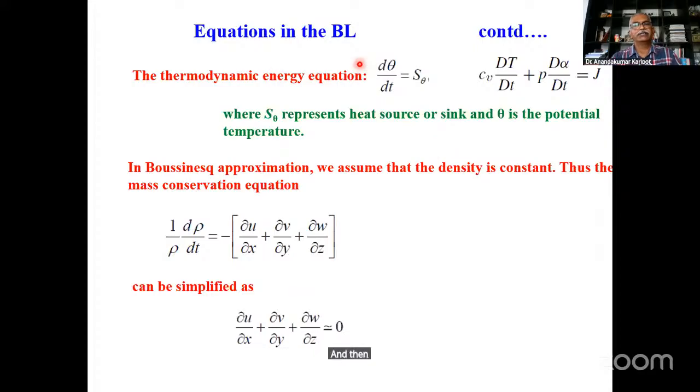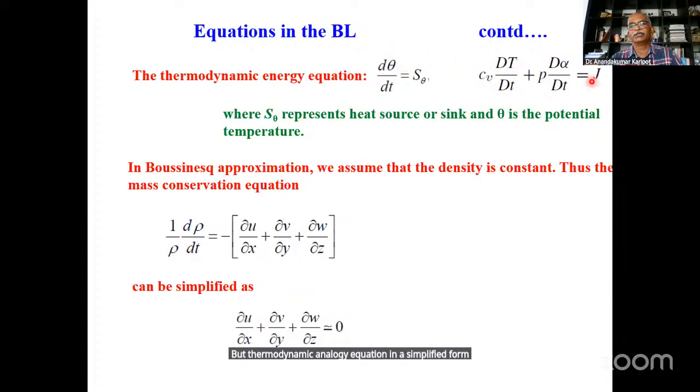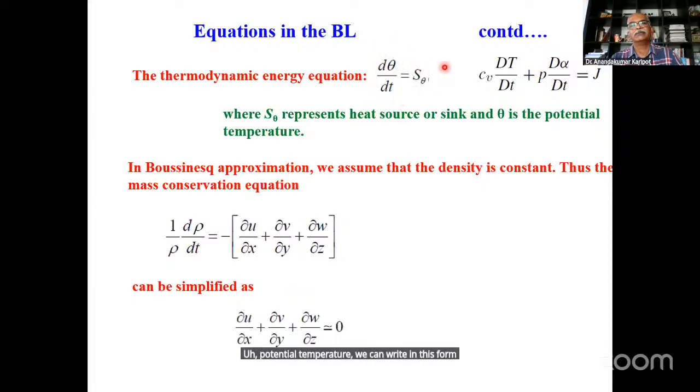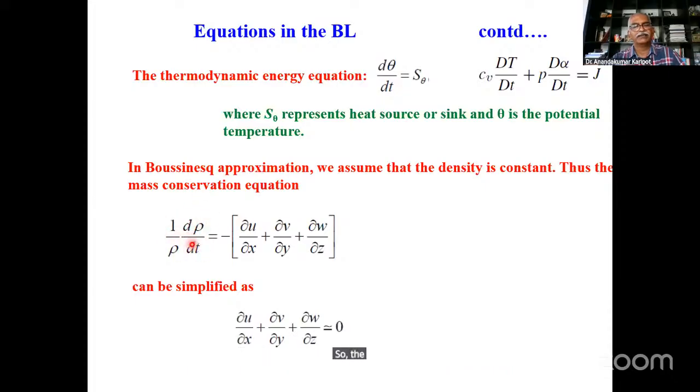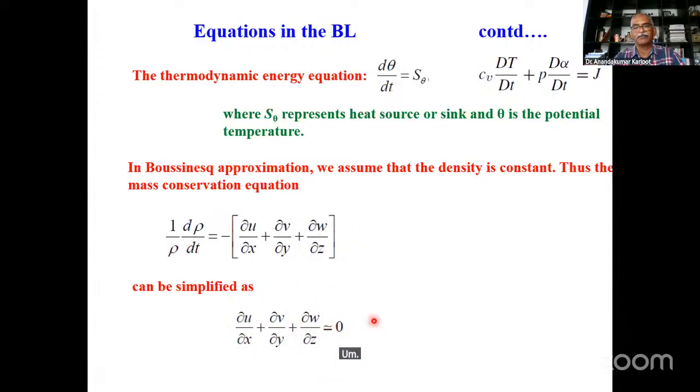And then the other equations. The three equations we modified by applying the Boussinesq approximation. First, the thermodynamic energy equation in a simplified form. The original equation we are familiar with is in this form, but in terms of potential temperature we can write the derivative d theta by dt equals the heat source or sink term, and we can use that as it is for now. Then the continuity equation dealing with mass conservation. This is the original equation, but here we assume that the density is constant. So the density variation with time disappears, and the continuity equation we use will be in this particular form.